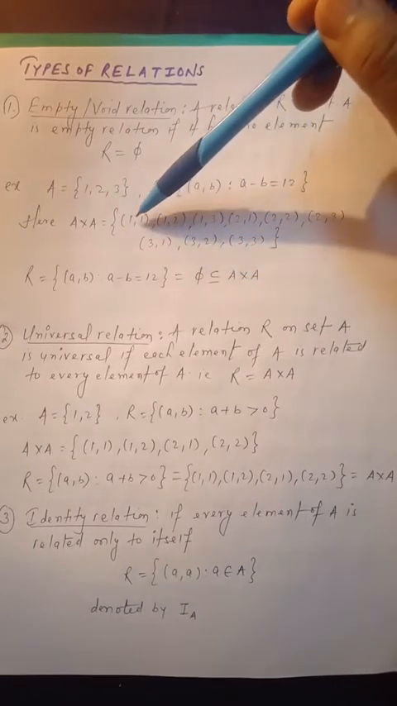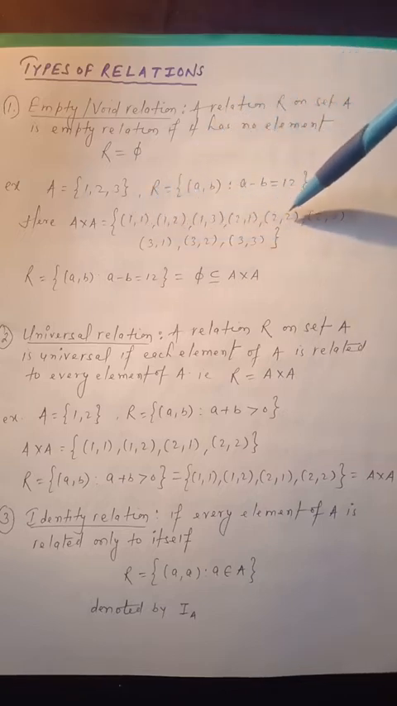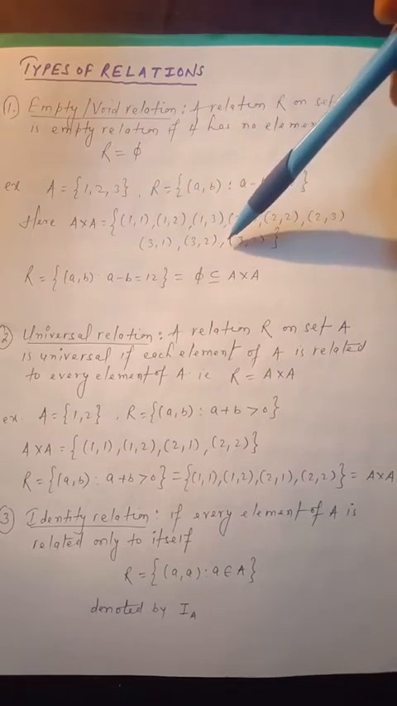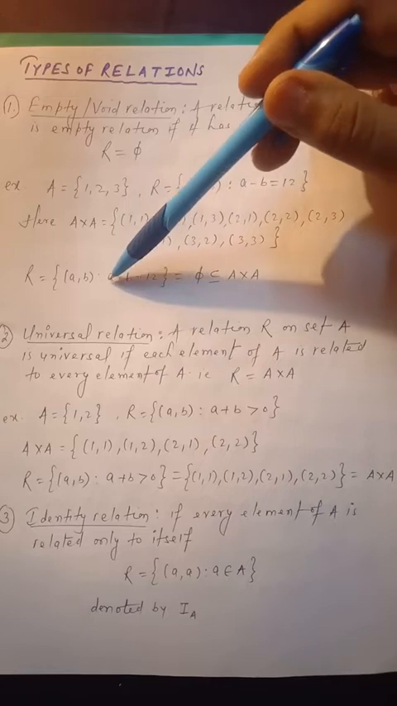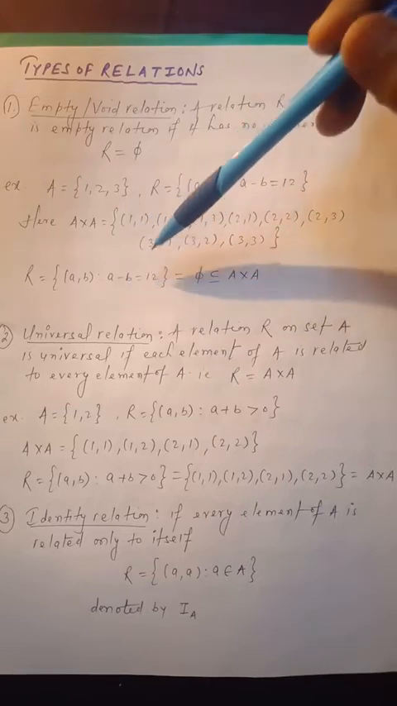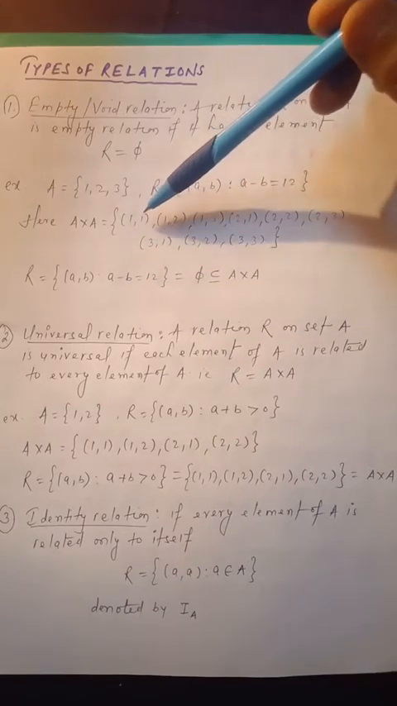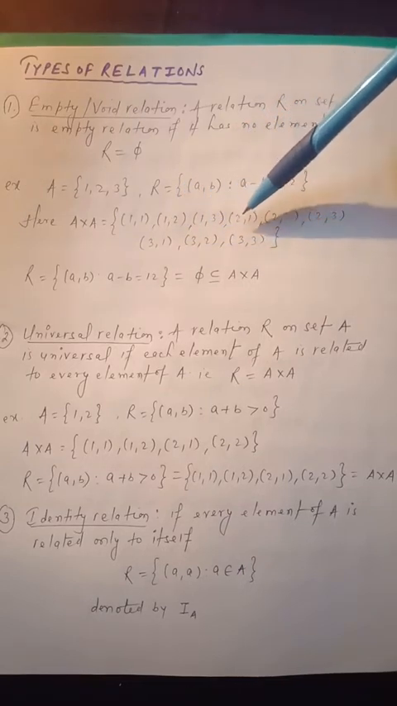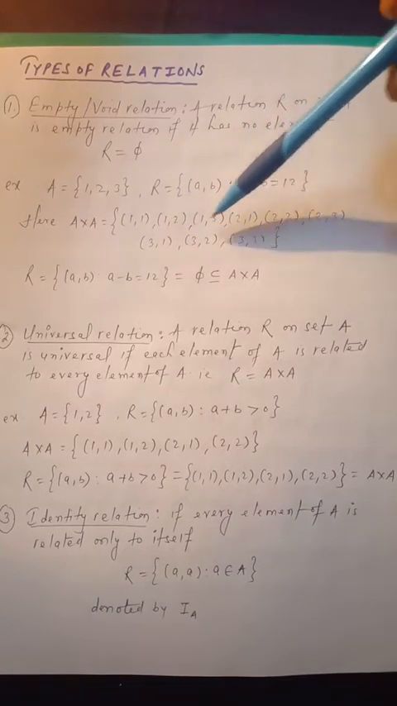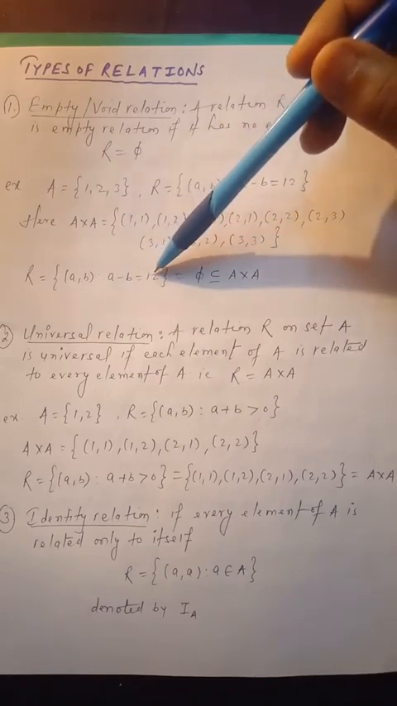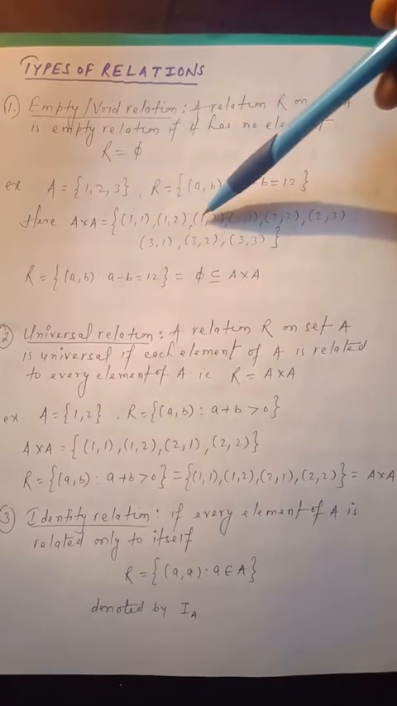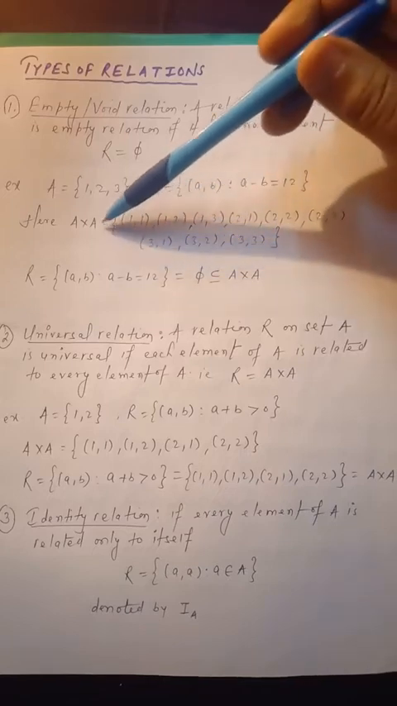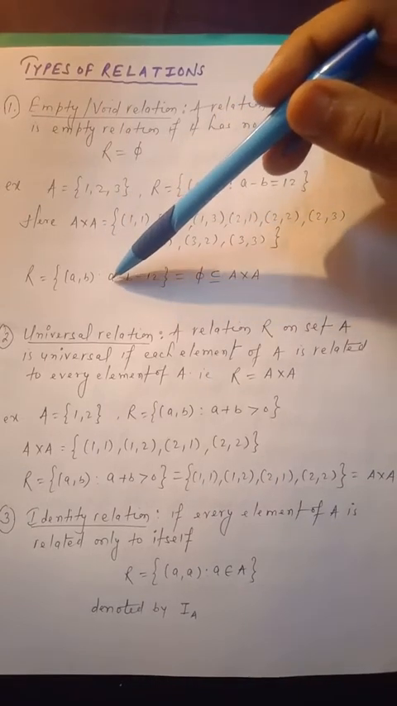Now just find out those ordered pairs which satisfy this condition where a minus b is 12. Now you can check: 1 minus 1 is 0, 1 minus 2 is minus 1, 1 minus 3 is minus 2. So we will never get 12. Therefore there is no such element in A cross A which satisfies this condition.